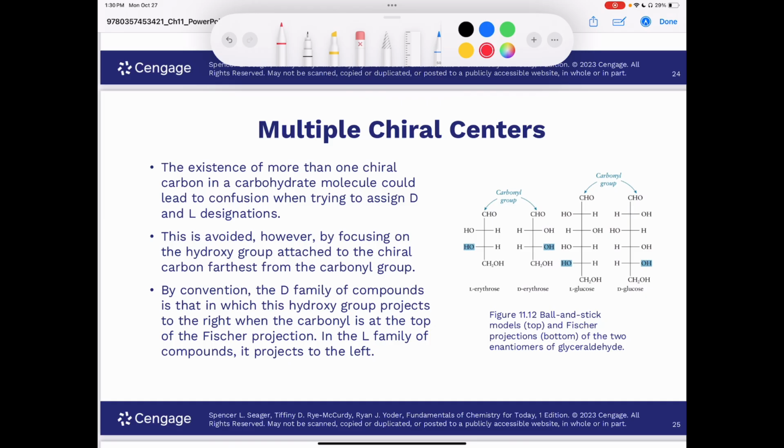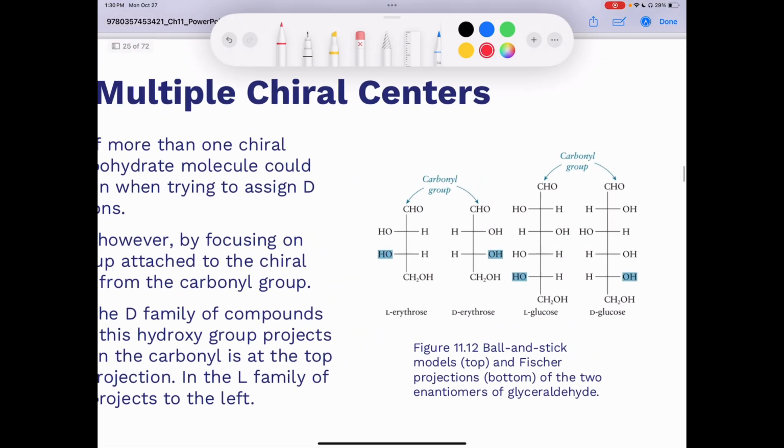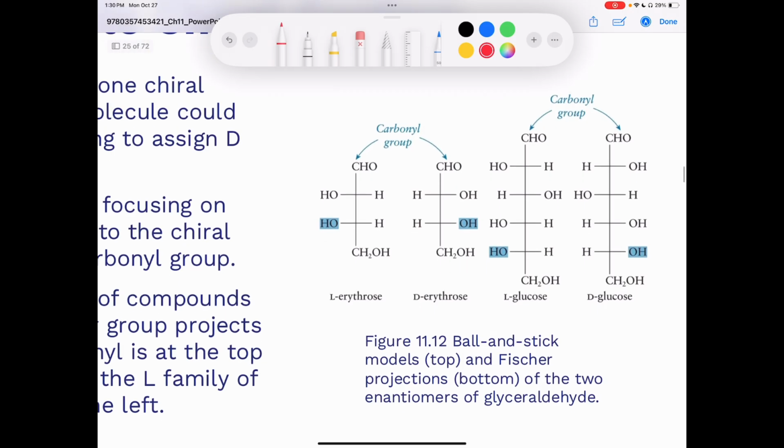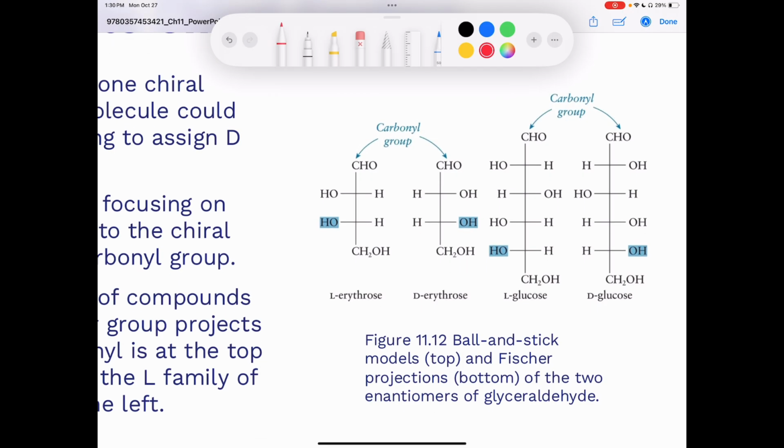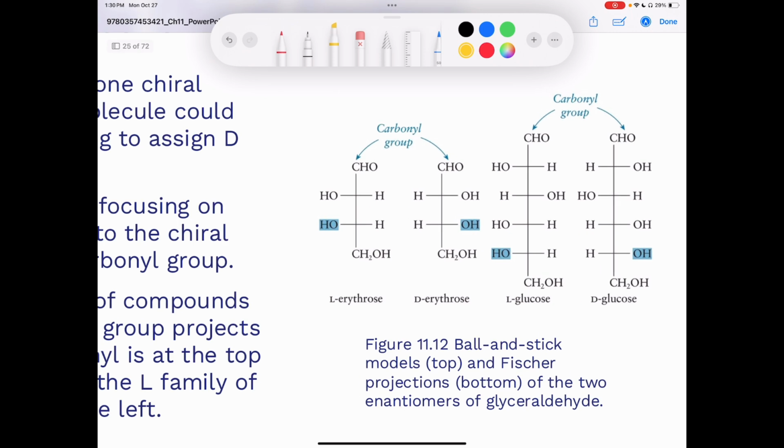So by convention, the D family of compounds are the ones where the hydroxy is going to be on the right, on the chiral carbon that is farthest from the carbonyl. And the L family, it's going to be on the left-hand side. So if we take a look, we've got erythrose and glucose molecules here. Now you can see the carbonyl group is at the top for every single one of them. But if you look at erythrose, whether it's L-erythrose or D-erythrose, they both have 2 chiral carbons. Both of these carbons that I have highlighted in yellow are chiral carbons, and both of these are chiral carbons as well.